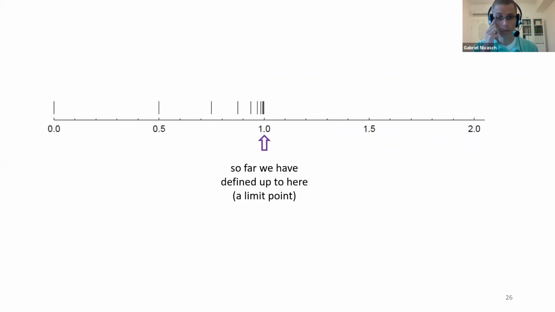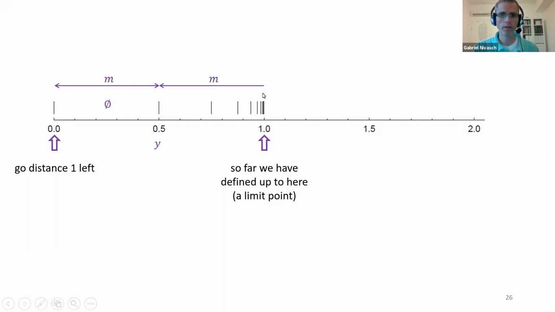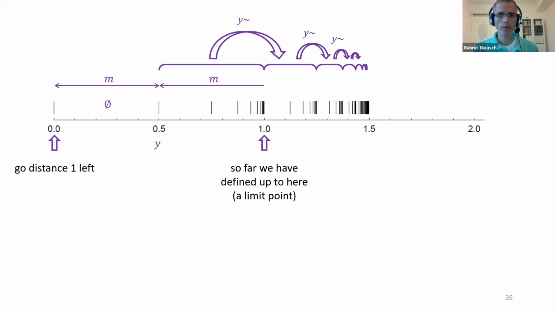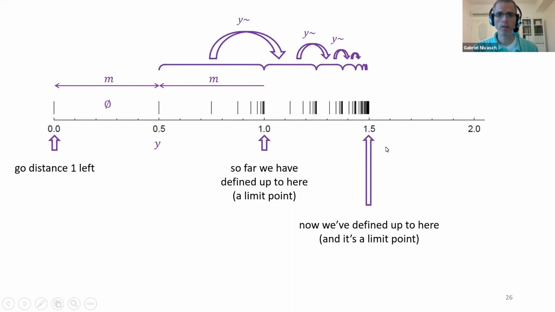And so far we have defined f prime up to 1, and 1 is a limit point. So you do the following. You go distance 1 left, in this case to 0. Then you go right to the next fusible number, and you cover some distance m. And then from 1, you go left this distance m. And then you apply y on all these guys infinitely many times, and you define the fusible numbers up to here. And this is again a limit point.